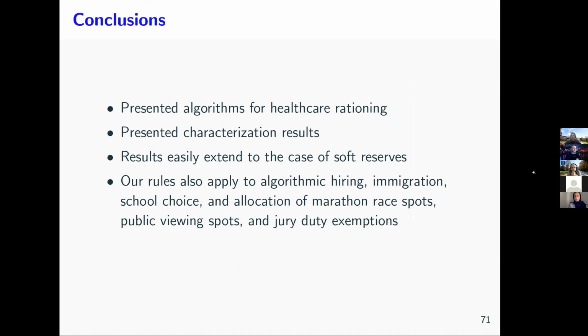So in that sense, you can get an even better efficiency by using soft reserves if you want to relax the hard reserves requirement. And finally, I want to mention that this paper was mostly written, at least the intro was mostly motivated, by healthcare rationing, but it's essentially any kind of problem where you have different categories. Each of these categories may have their own priorities. You could use that for various applications.